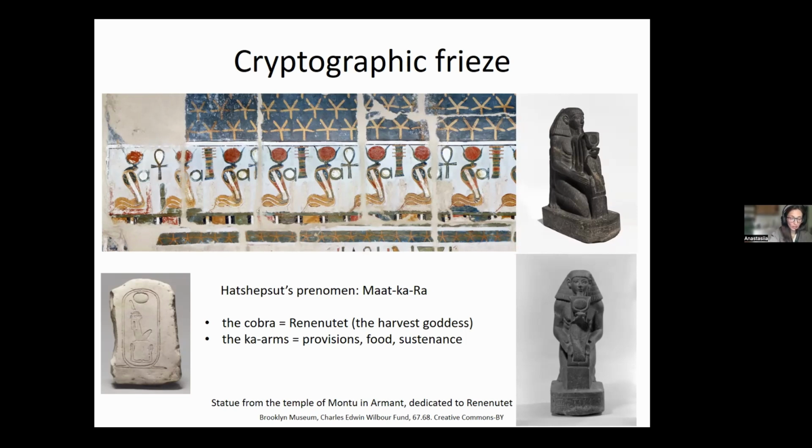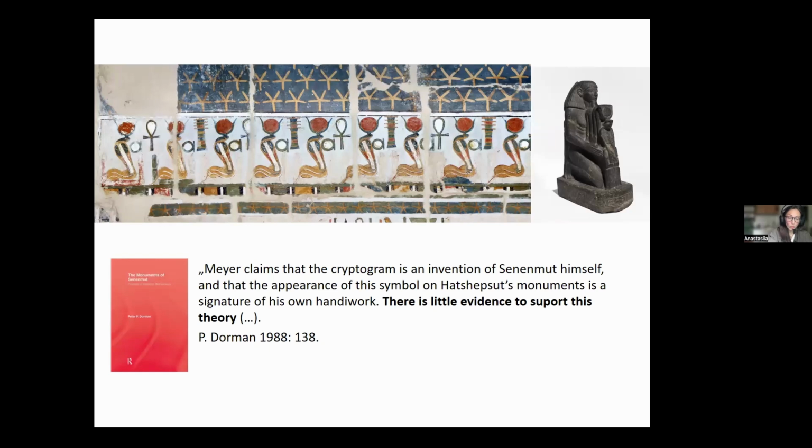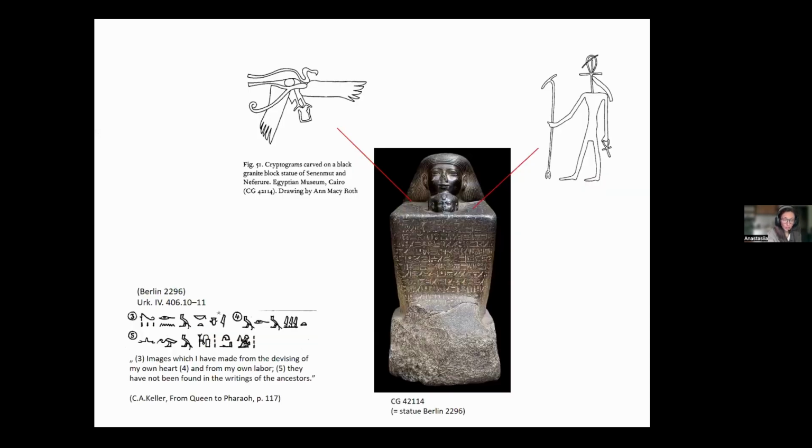Just the question remains, was this cryptogram Senenmut's personal invention? For instance, Peter Dorman, who is the best Senenmut specialist, is skeptical, saying that there is little evidence to support this, and I cannot disagree with him. Indeed, another statue of Senenmut has a direct claim that he has invented these two cryptograms, saying that they were not found in the writings of the ancestors. This is the ancient Egyptian way to say that I have invented them.